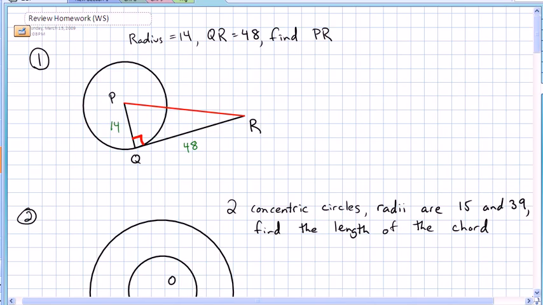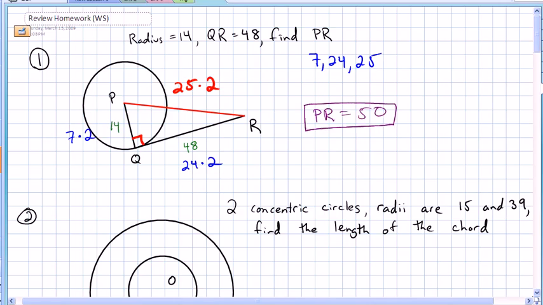Always want to look for a family. So in this case, 14 and 48 have a common factor of 2. So I'm going to make this one 7 times 2. I'm going to make this one 24 times 2. And we should realize we have a 7, 24, 25 family. And since we have that, we know this one has to be 25 times 2. So our answer for PR is going to be 50.